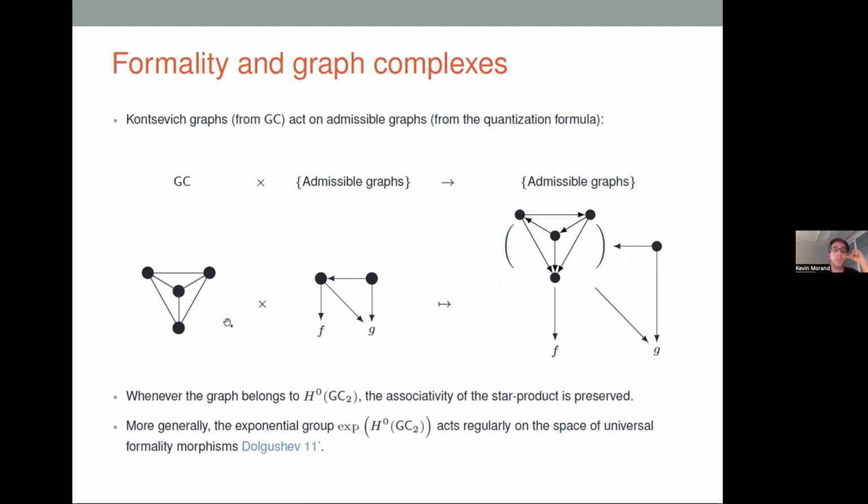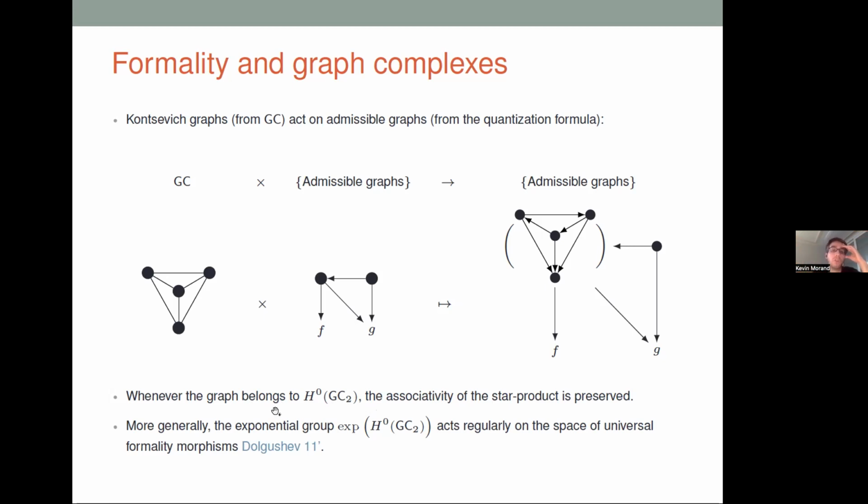In order to preserve it, this graph should satisfy some condition. And indeed, it can be shown that whenever this graph belongs to the zeroth cohomology of some particular graph complex, where the 2 is for d equal 2, corresponding to the source of the associated Poisson sigma model, then one can show that the associativity of the star product is preserved. In fact, this comes from a deeper statement.